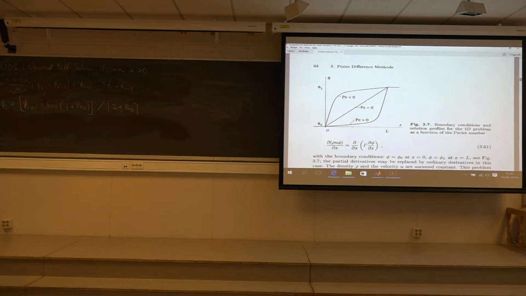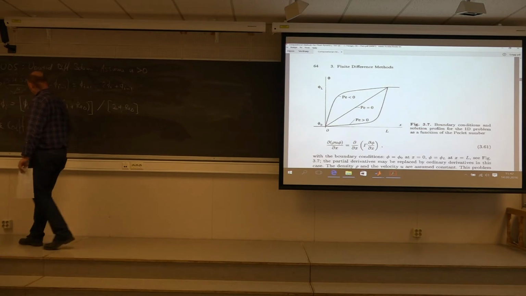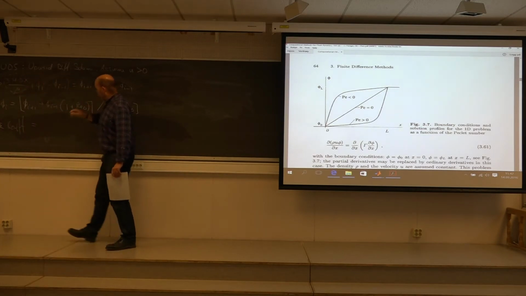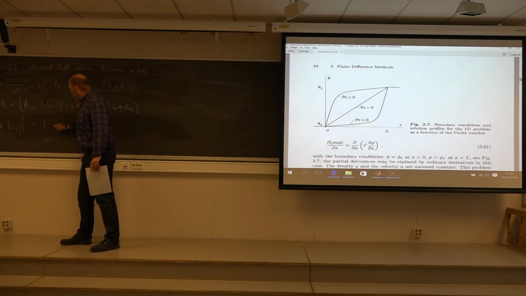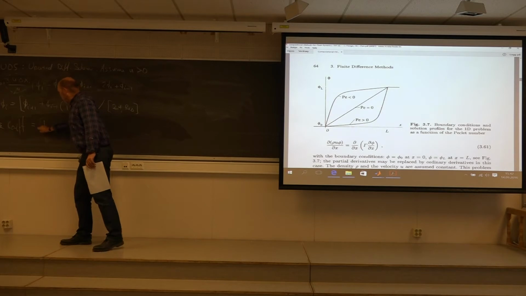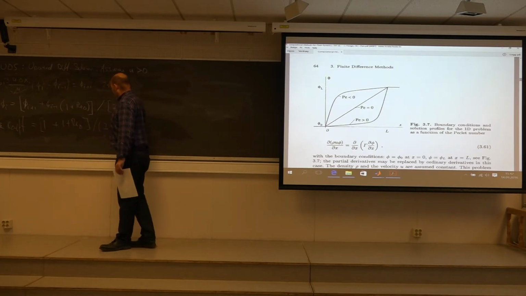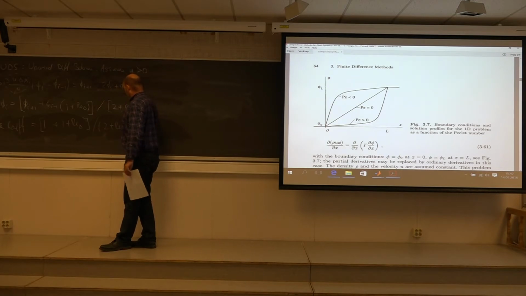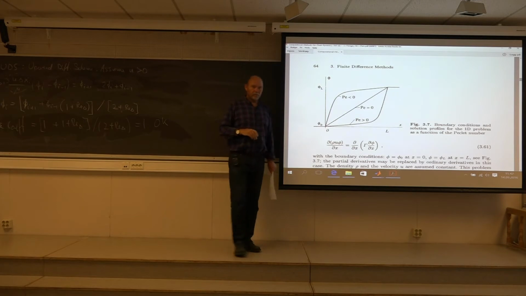Again, check the stability. You add all the coefficients. What do you get? Well, here you have 1, and here you have 1 plus a cell Reynolds number, and everything has to be divided by 2 plus the Reynolds number. So yes, the sum is 1. Okay, you could use the method.